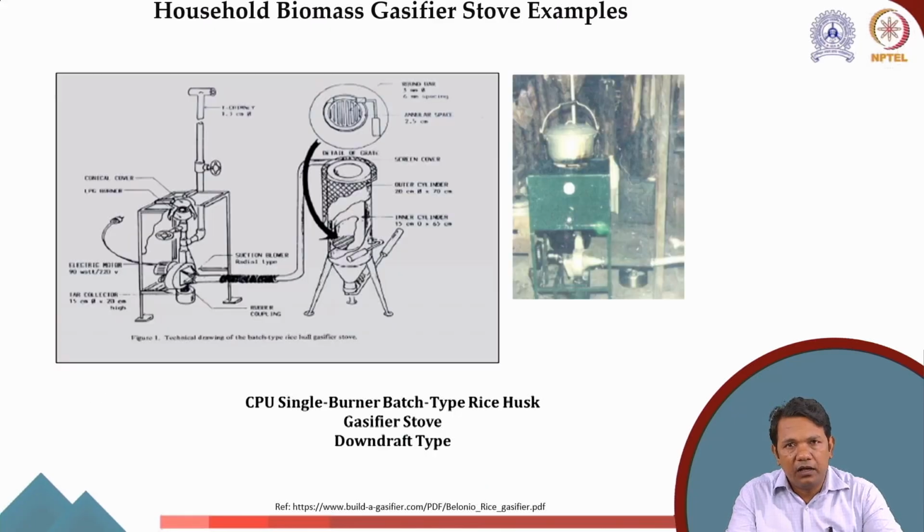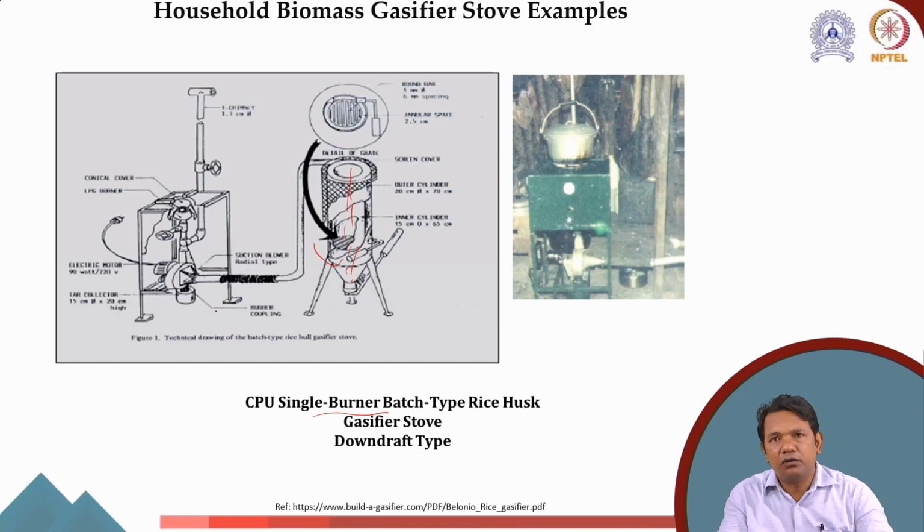Okay. Similarly, another most common gasifier that has been used in earlier days is the CPU single based burner batch type rice husk gasifier stove. This is also a downdraft gasifier. So if you see here, the gas is fed from the top, and then you have the combustion zone, and then you take the gases out to the cleaning or the direct usage section.